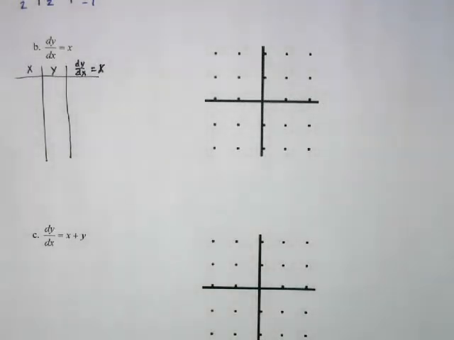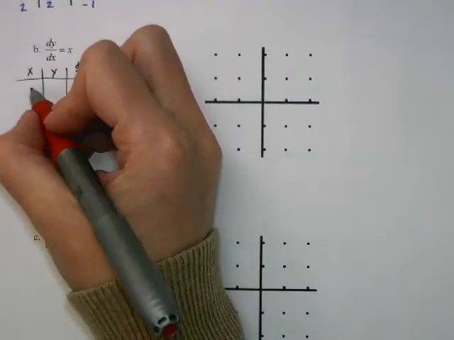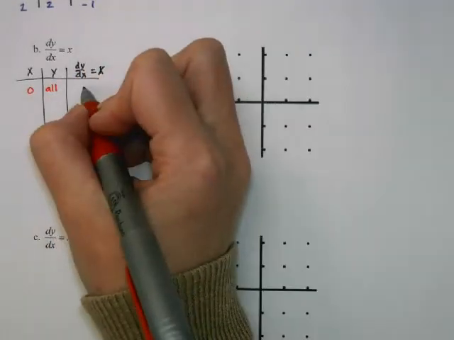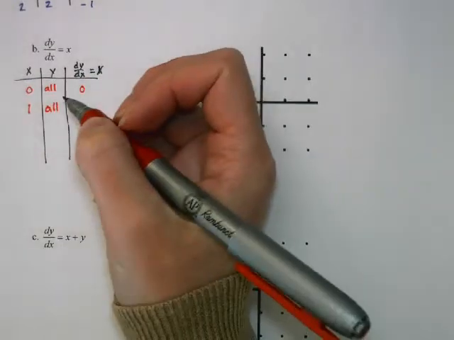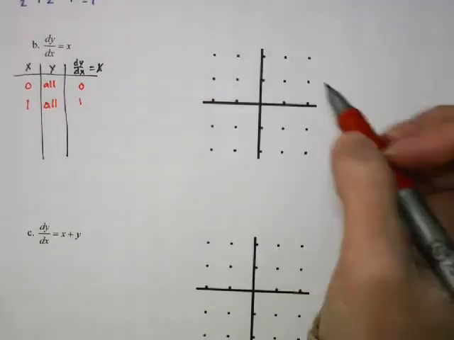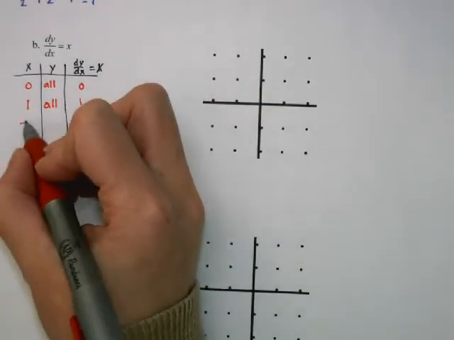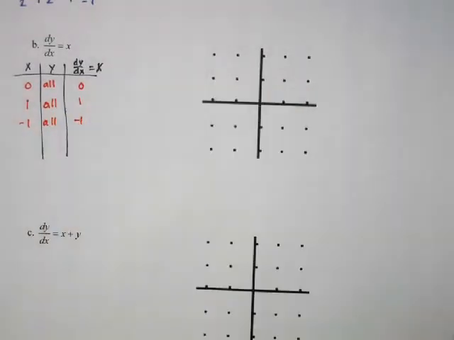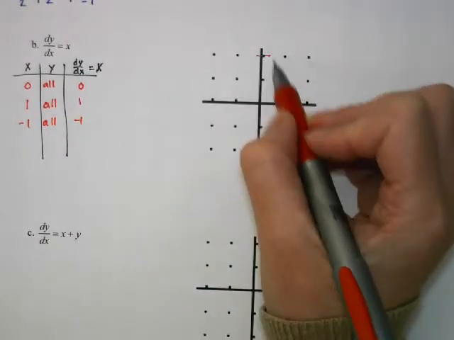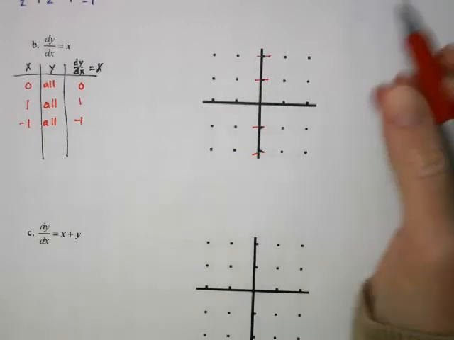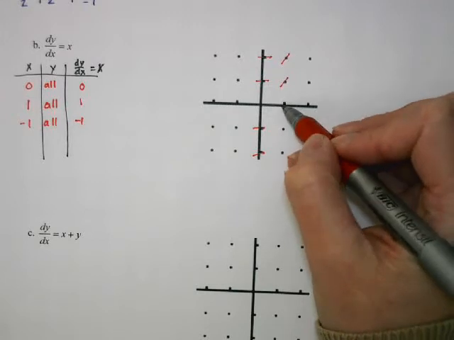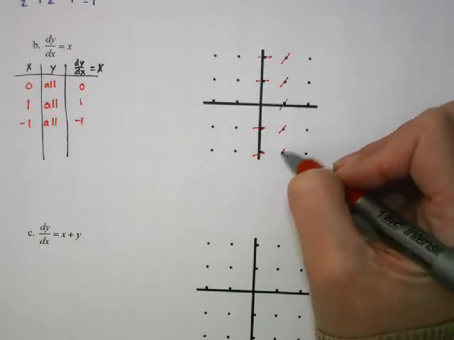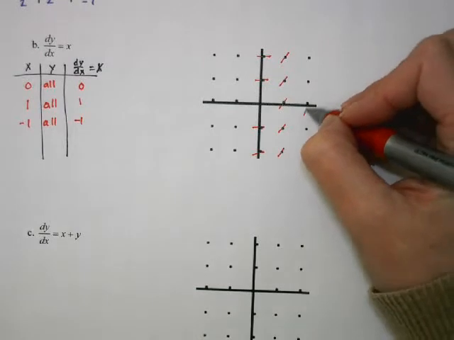Okay, so our next one, we have x, y, and the differential equation is just x. So the slopes here, when x is 0, no matter what the y value is, our slope is 0. When x is 1, no matter what the y value is, the slope is 1. And so on. So when x is 0, our slopes are 0. When x is 1, our slope is 1. When x is 2, our slope is 2.